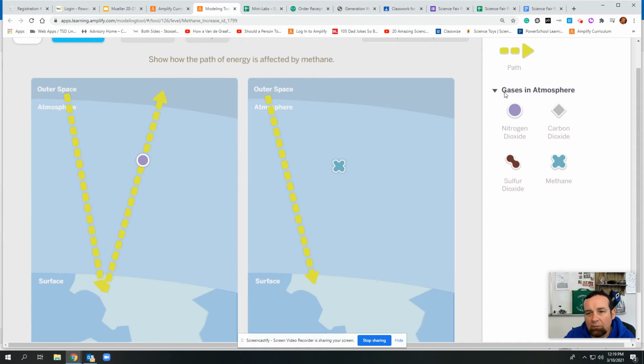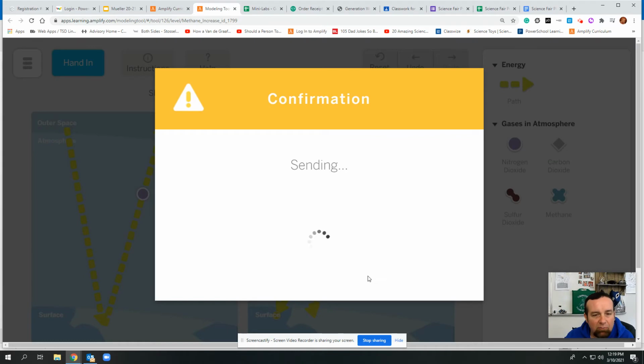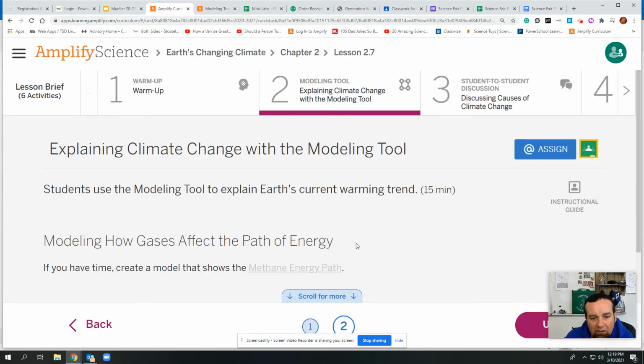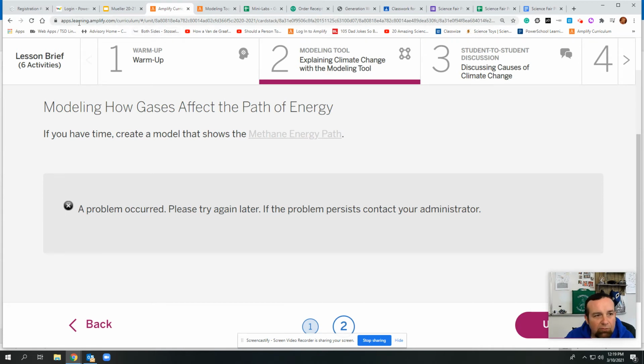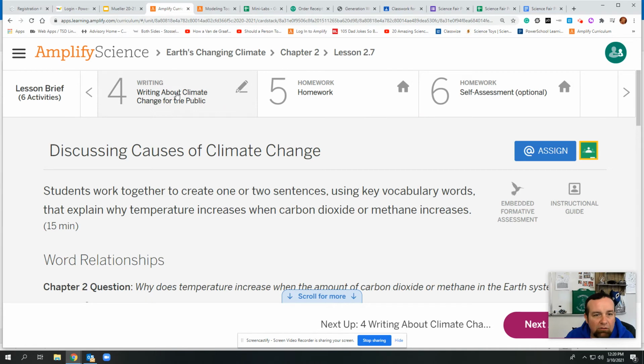So we're going to do that same thing. The model on our left, we're going to leave alone. And we basically have these same interactions with methane. So we're going to model that same thing, where it's being redirected back down to the Earth's surface. Once again, you'll push this hand in button and you'll get this big warning. Then you'll go right back out of there and hopefully, oh, I'm going to have to refresh again. But same thing, you're going to see it pop up right here. For part 3, we are going to skip that part and we're going to move on to part 4.